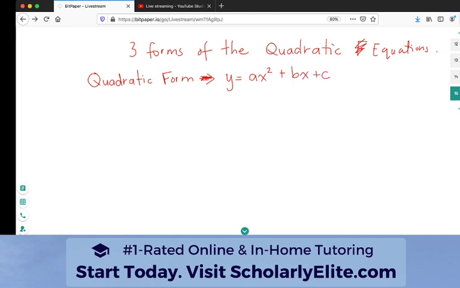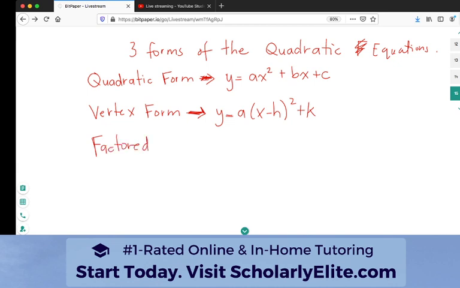In our vertex form, we've got y equals a(x minus h) squared plus k. And I like to call this Hong Kong. That's how I remember that. And then we've got factored form, which is y equals (x minus p)(x plus q).